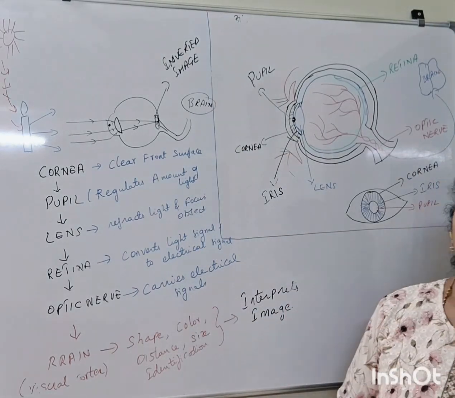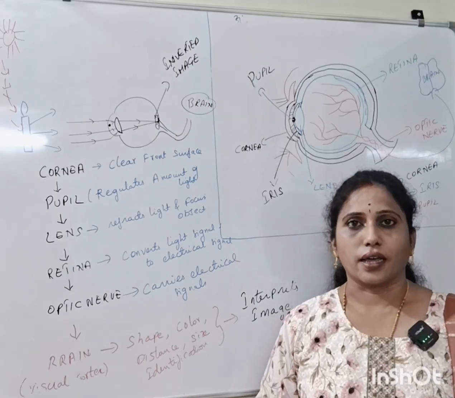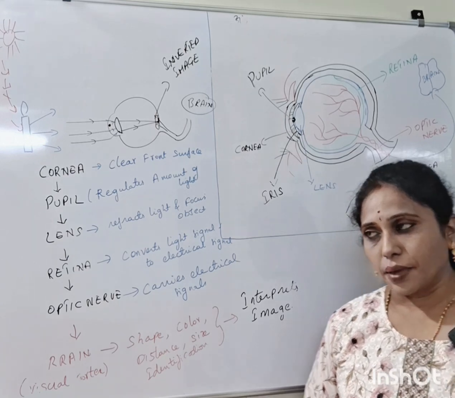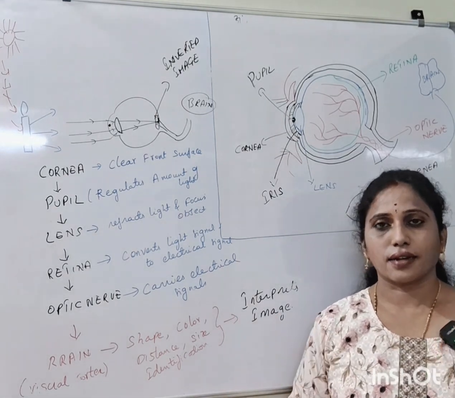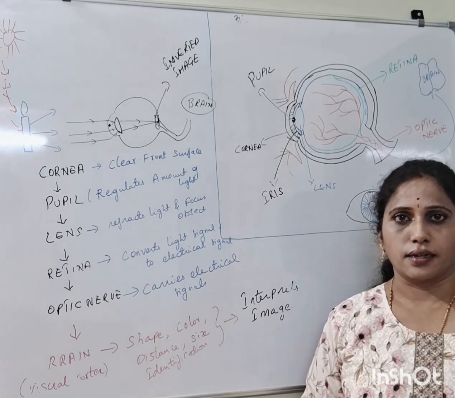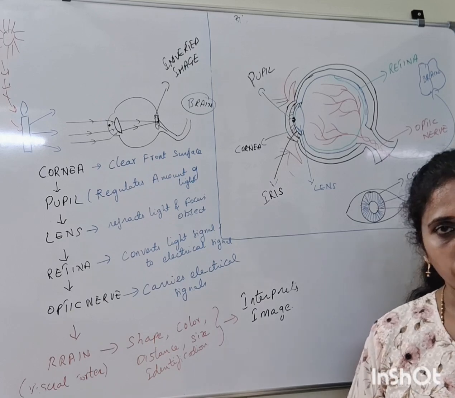Today I'll be covering the introduction to the eye. So, when we talk about the eye, what is its main function? The main function of the eye is to help us see the world around us clearly, right? So, how do we see the objects around us clearly? There should be some medium, right? That medium is nothing but light.